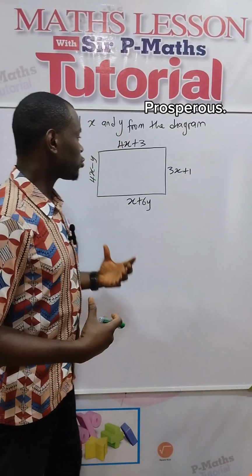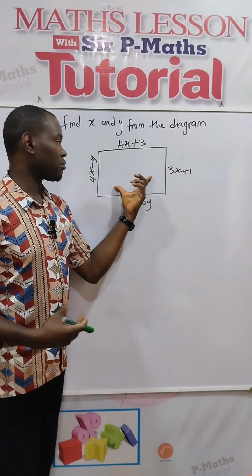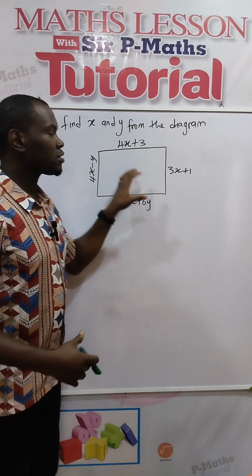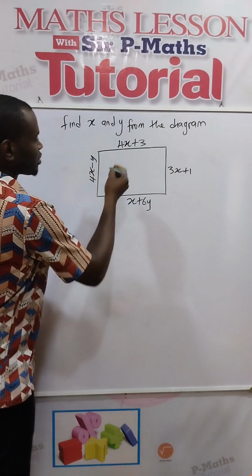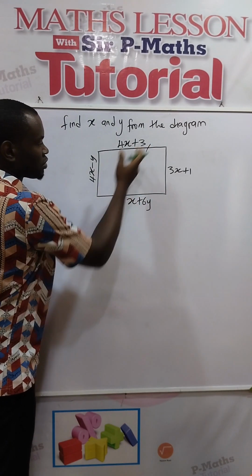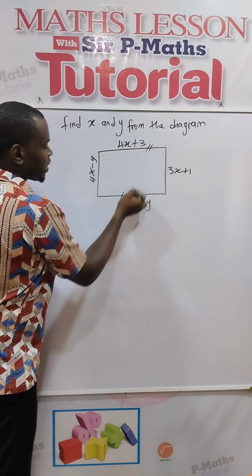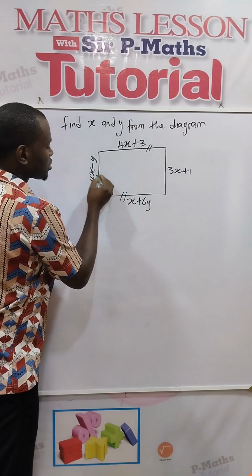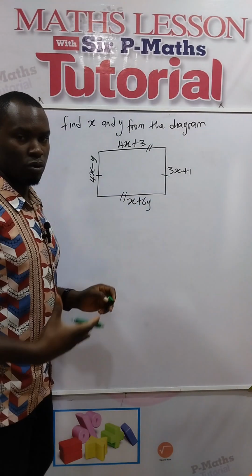We are asked to find the value of x and y from this diagram. You observe very well, this is a rectangle, and a rectangle has opposite sides equal. So this length and this length are equal. This length and this length are equal, all right?